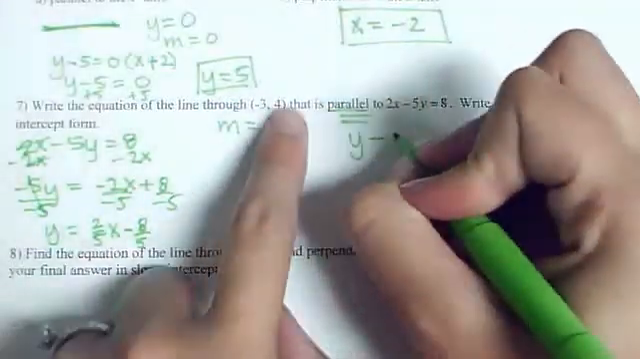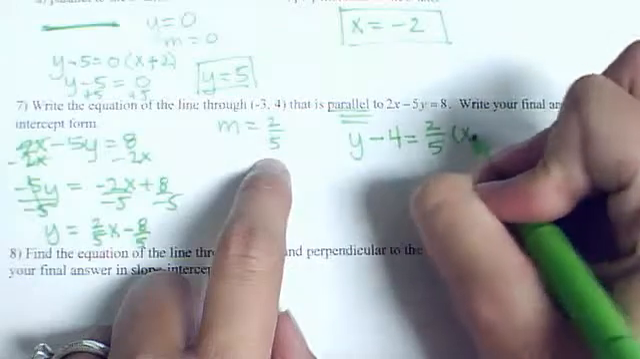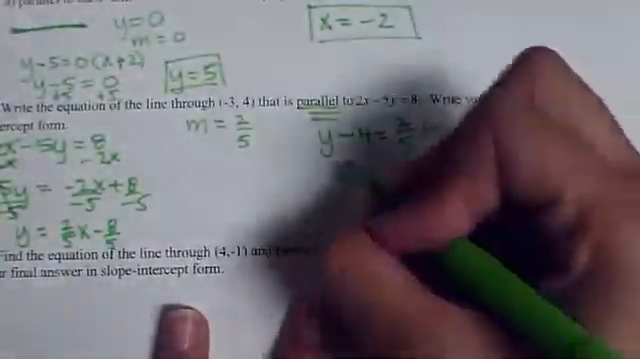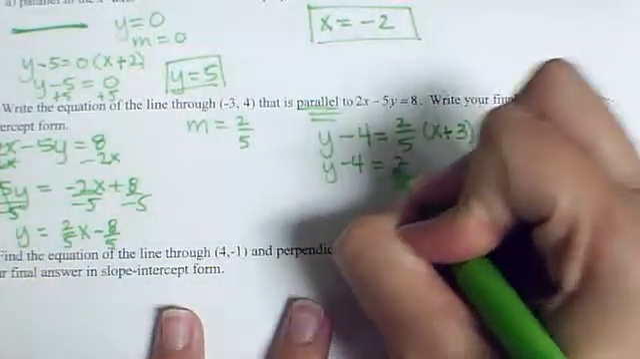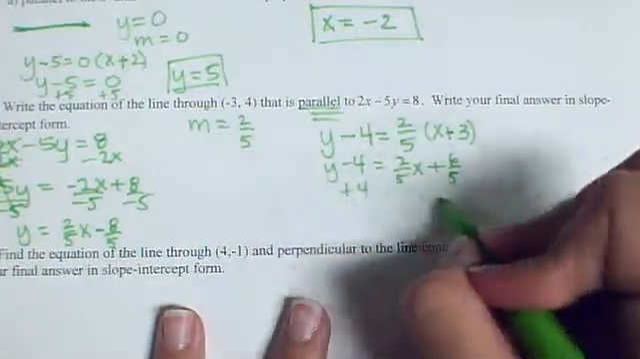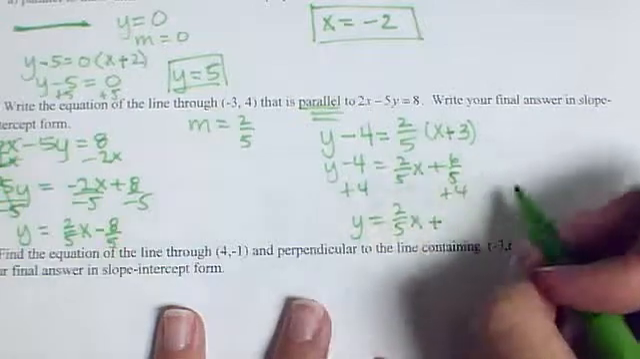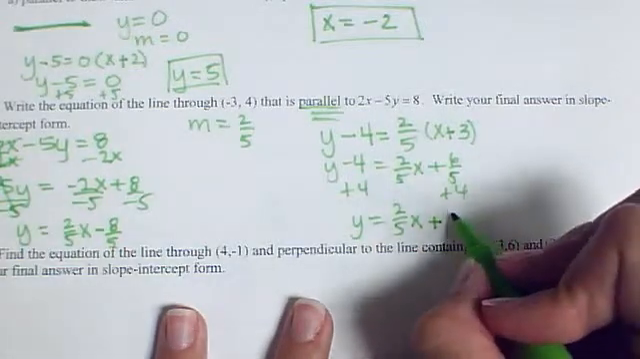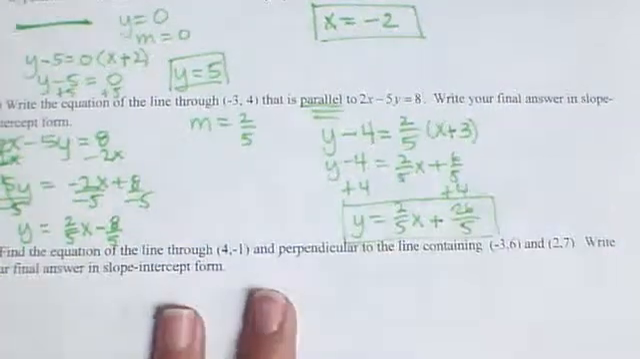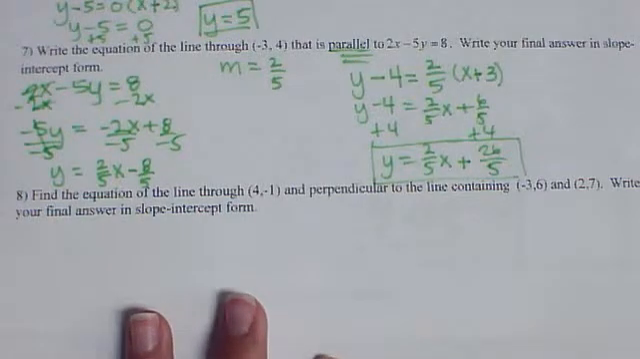So we're going to do y minus y1, which is 4, equals m, 2/5, x minus x1, which becomes plus because it was a negative 3. I'm going to distribute my 2/5 so that I have 2/5 x plus 6/5. I'm going to add 4 to both sides, and y equals 2/5 x plus 4 times 5 is 20, 20 plus 6 is 26/5. There's my final answer.